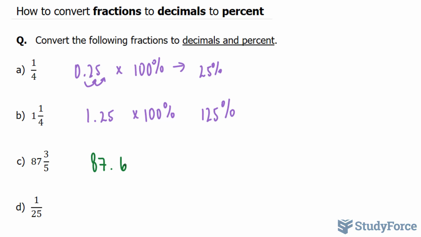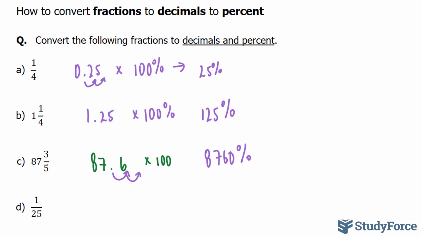And to convert this into a percentage, we will move this decimal place twice to the right. Essentially what we're doing is we're multiplying by 100. Moving this twice to the right will give us the percentage 8,760%. Lastly, we have 1 over 25.